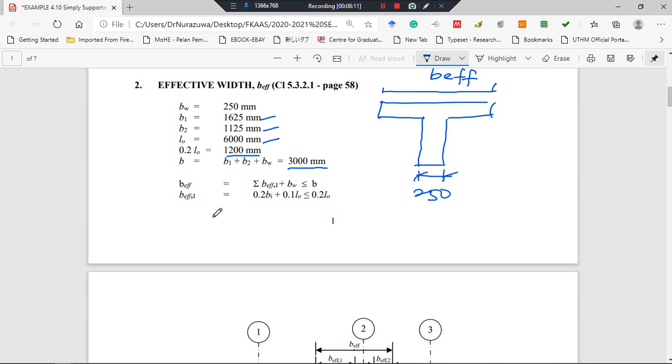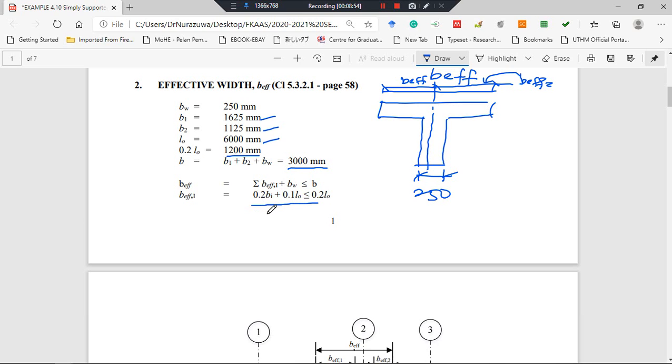And thus our BEFF is the total of the B effective 1, so this is the B effective 1, and here is the B effective 2. For our first B effective, you refer to the Eurocode page 58 later. So the equation is 0.2, multiply with the B number 1 plus 0.1 multiply with LO.